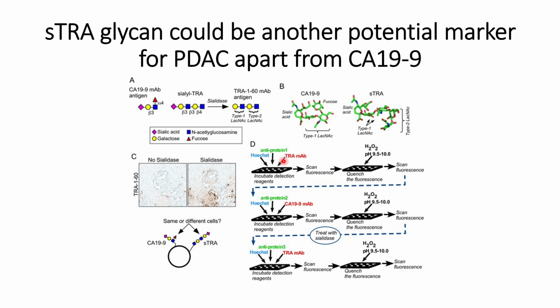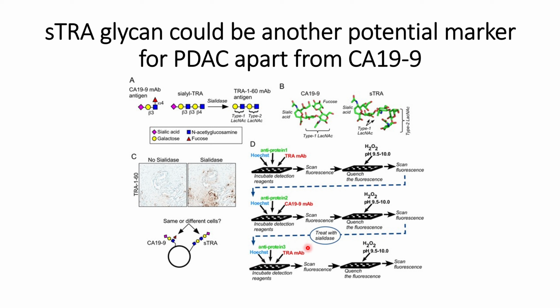The strategy is that first they stain the cells with the Hoechst dye, which stains the nucleus of the cells, along with one of the anti-proteins, and thereafter the TRA monoclonal antibodies, and then scan the fluorescence. Then they get rid of these dyes, and stain the cells with Hoechst and different proteins, and at the same time the CA19-9 monoclonal antibodies. After that they rinse again, treat with sialidase, and again stain the cells with Hoechst, different proteins and TRA monoclonal antibodies.